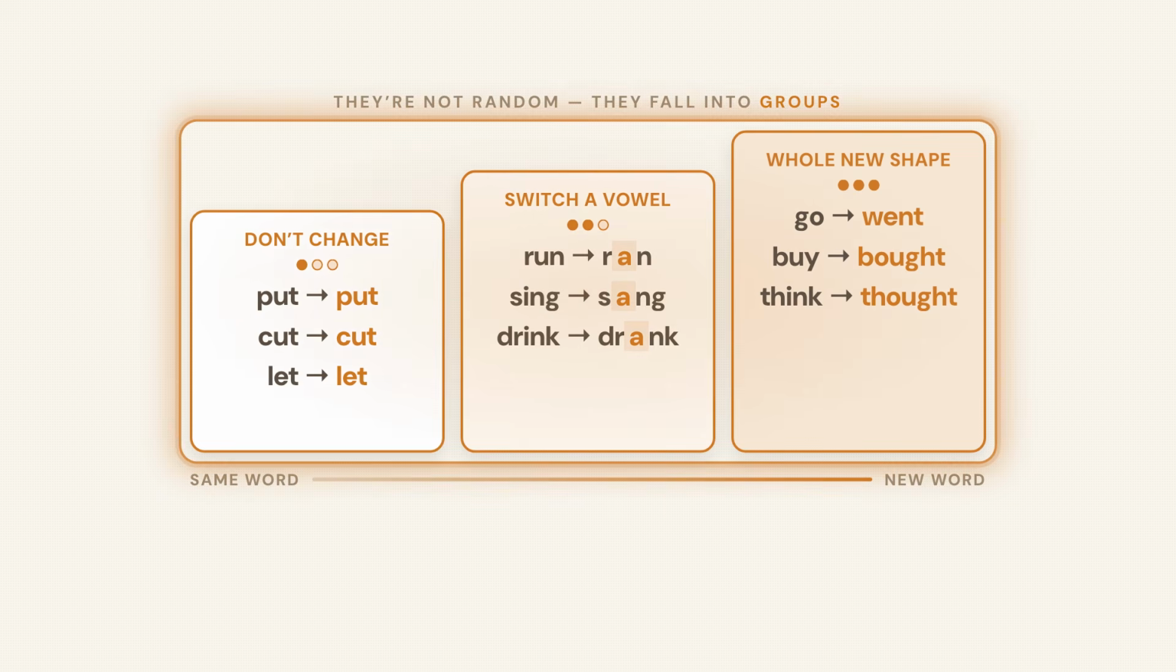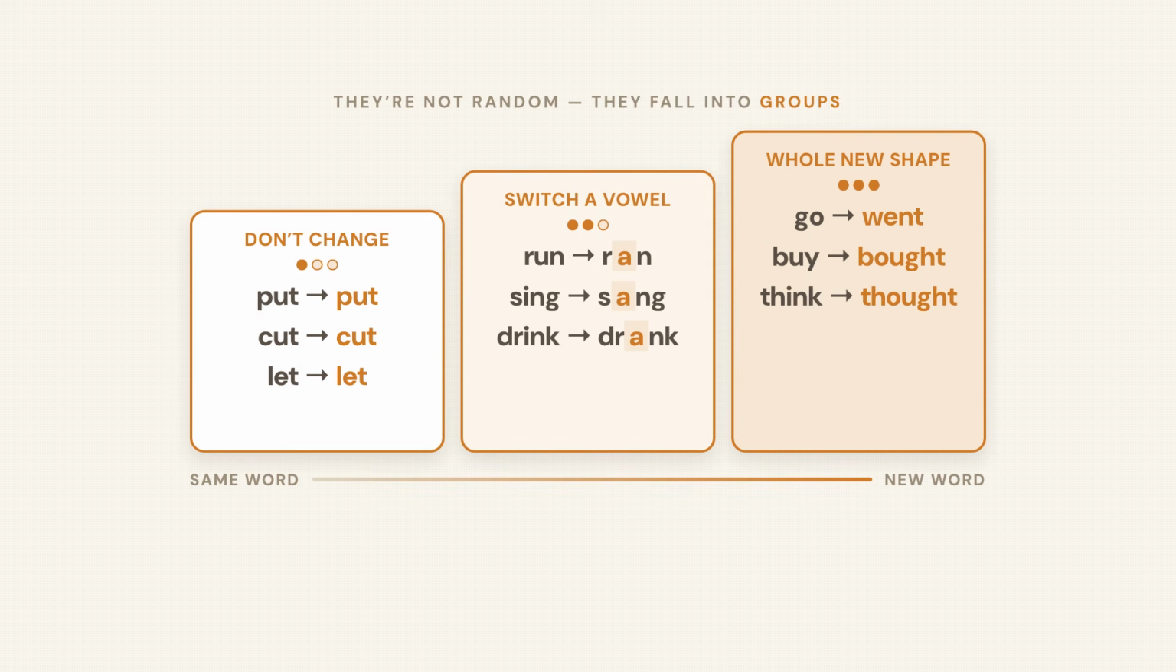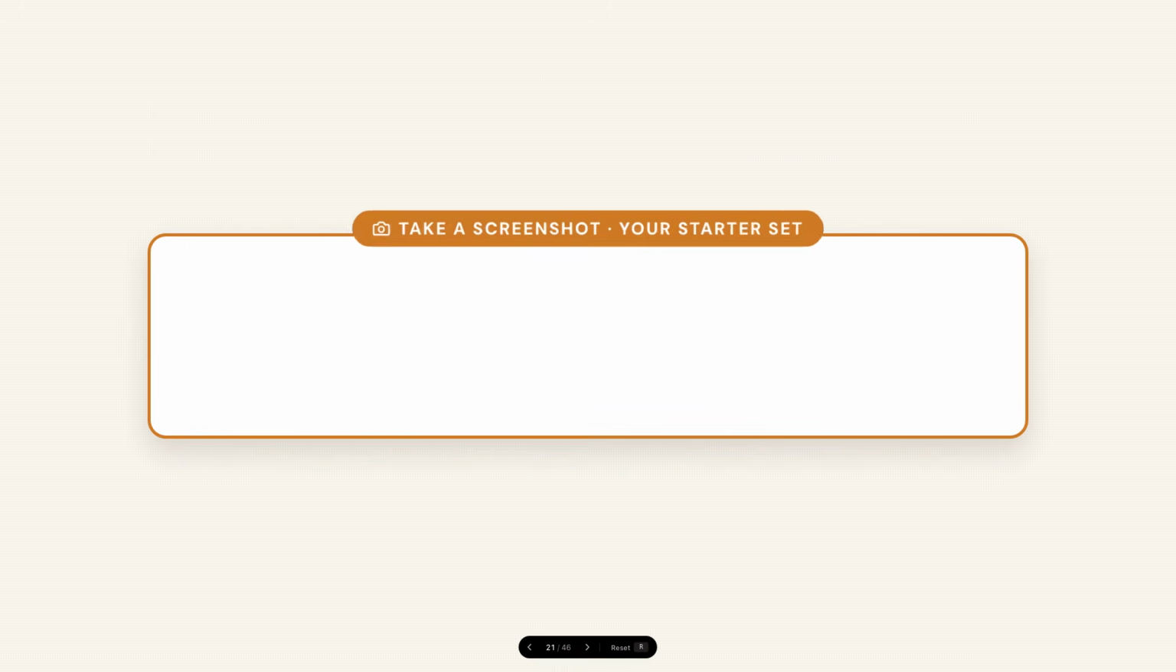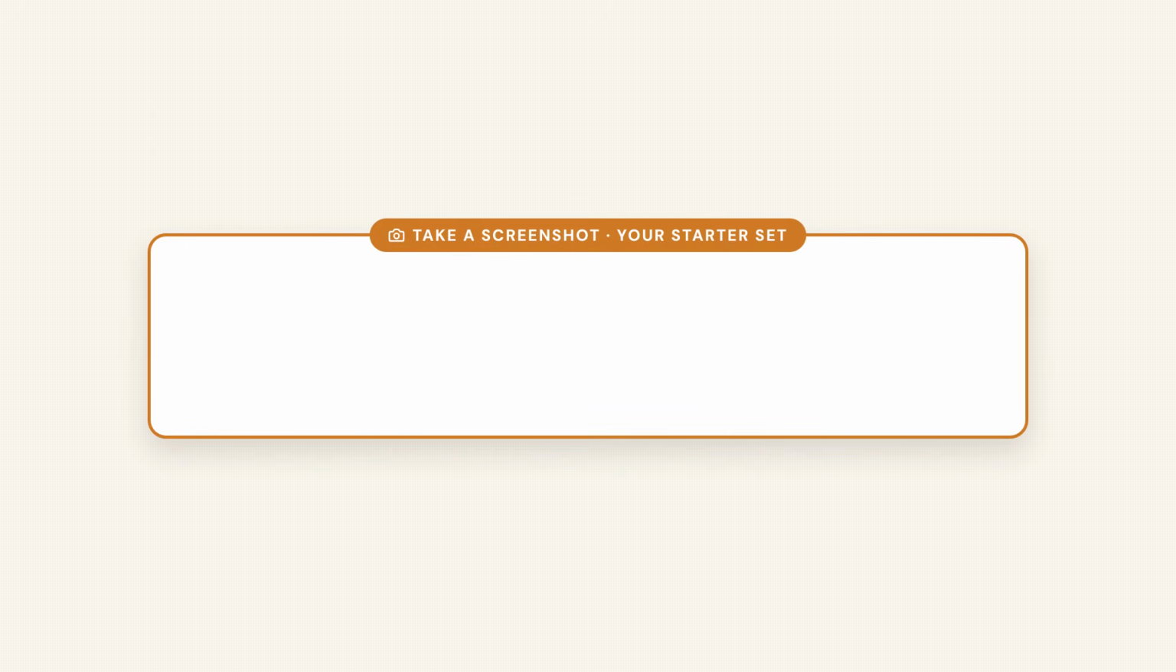Here's the honest truth. Irregular verbs are the memorizing part of the past tense. There's no shortcut. But there are only a few common ones, and you can start with memorizing only a few. The rest will come with time. Take a screenshot of the ones coming up now, as these are the ones that you will use the most.